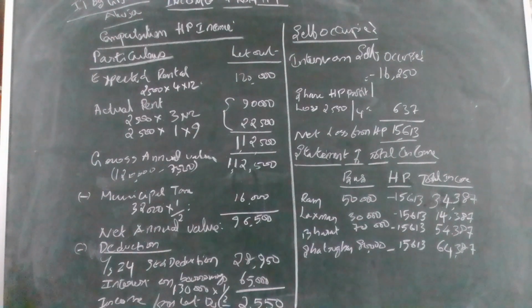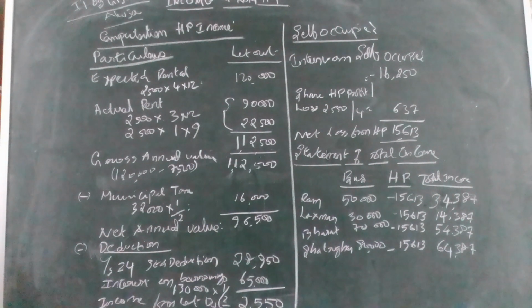For actual rent, one property is given as vacant for 3 months and the remaining 3 properties are let out for 12 months. So 2500 into 12 for 3 properties, 2500 into 9 for one property, that we are taking. Between 1,20,000 expected rent and 1,12,500 actual rent, whichever is higher, that we have to take as the GAV.